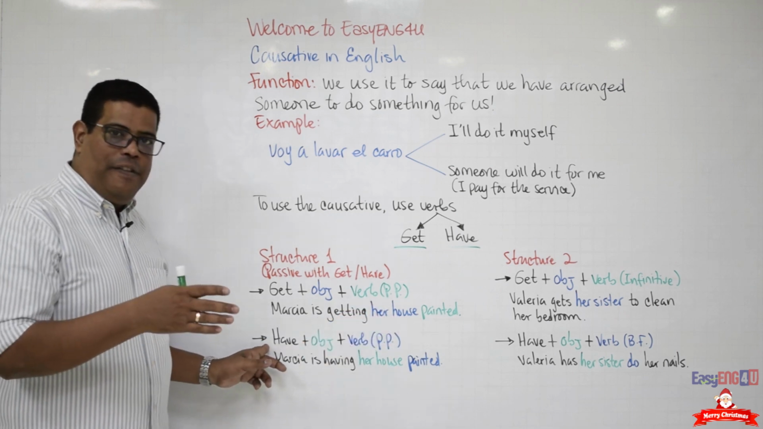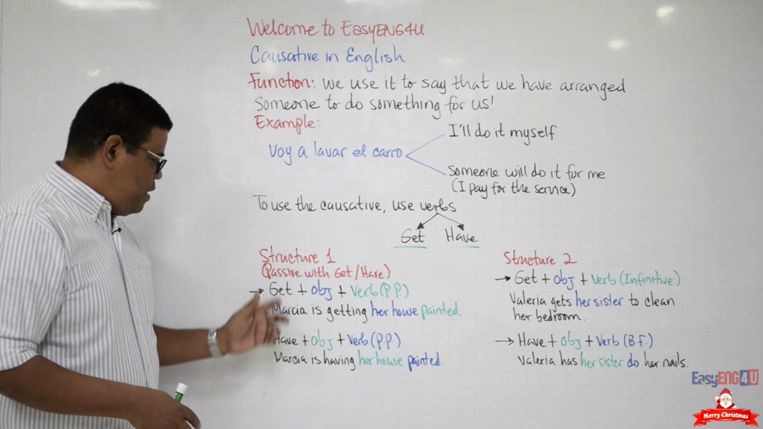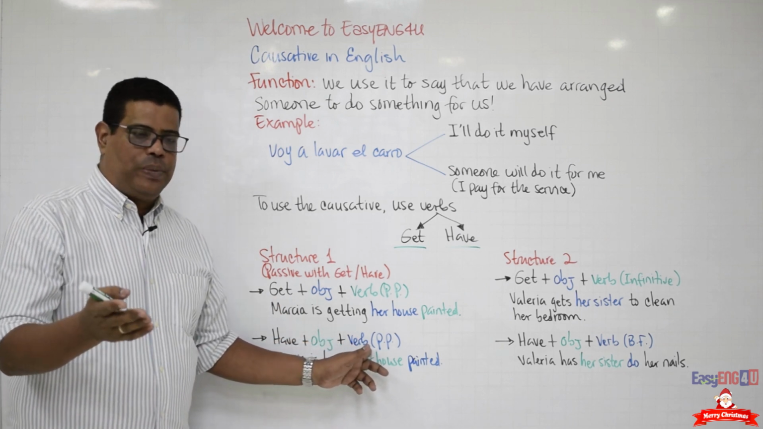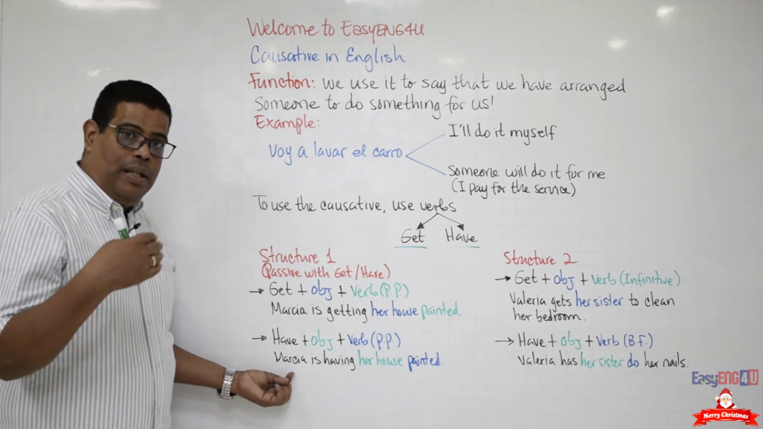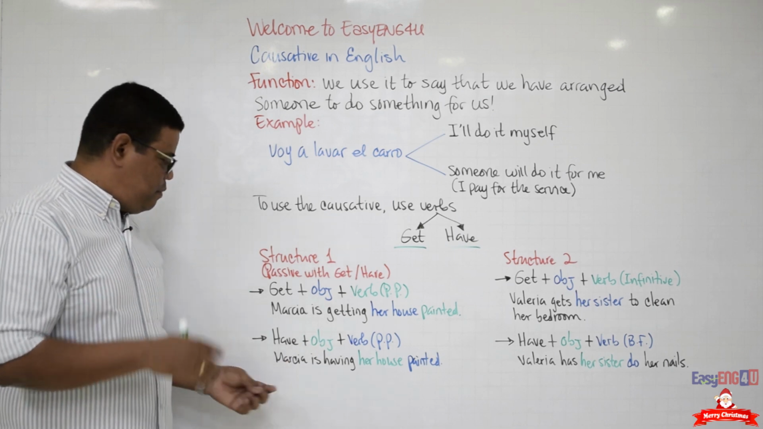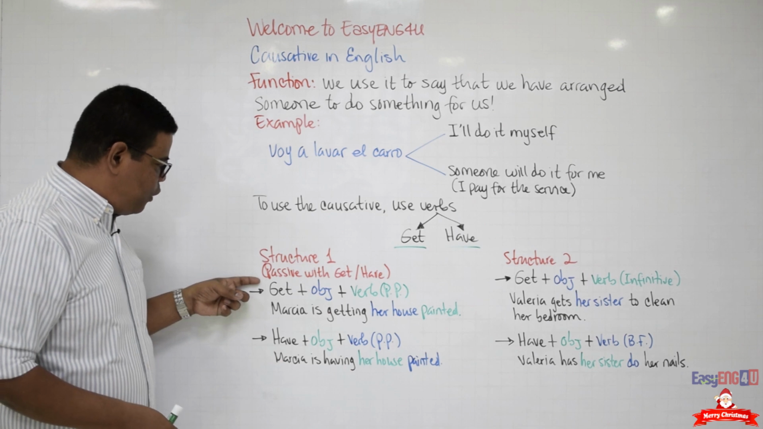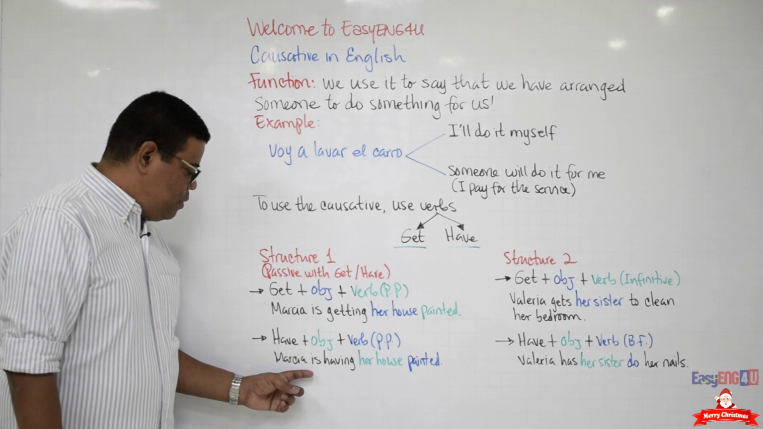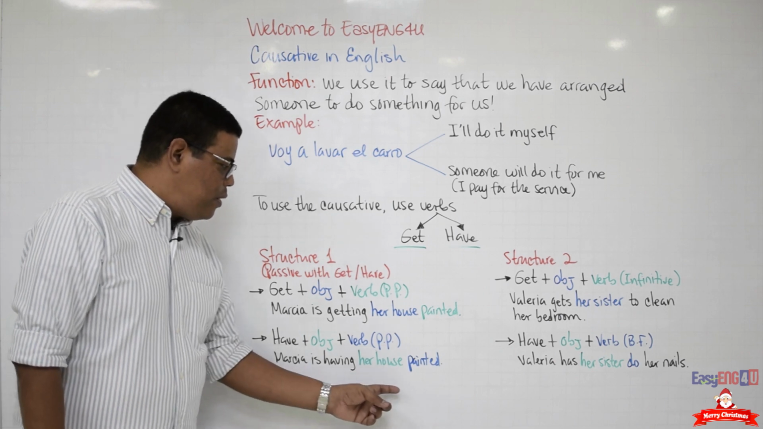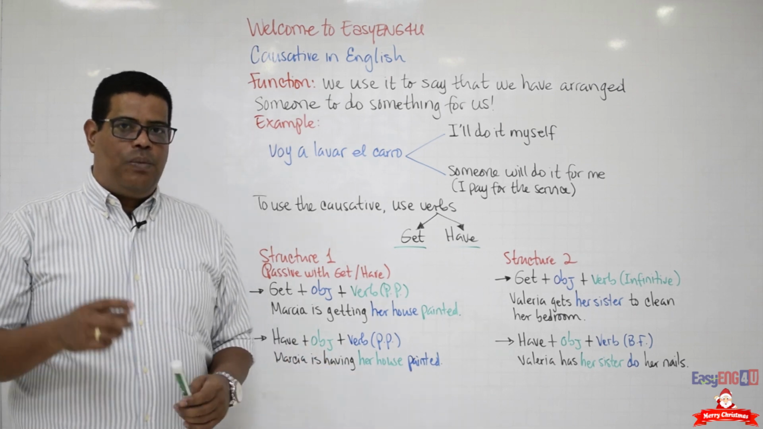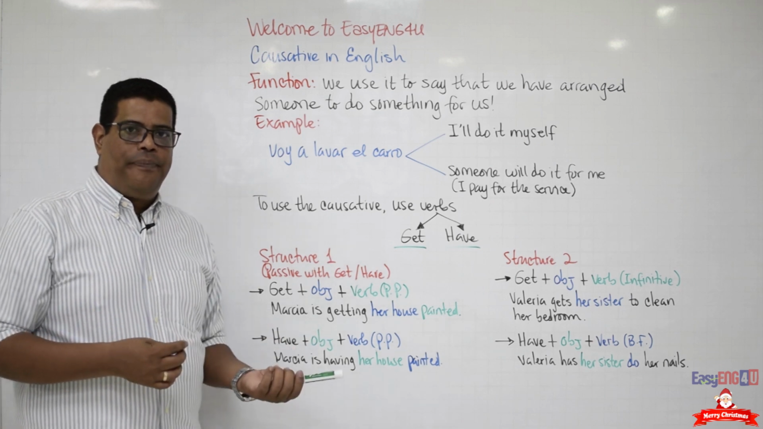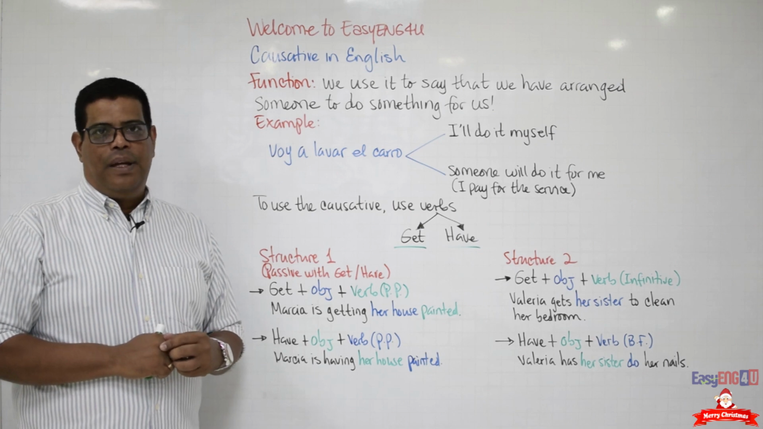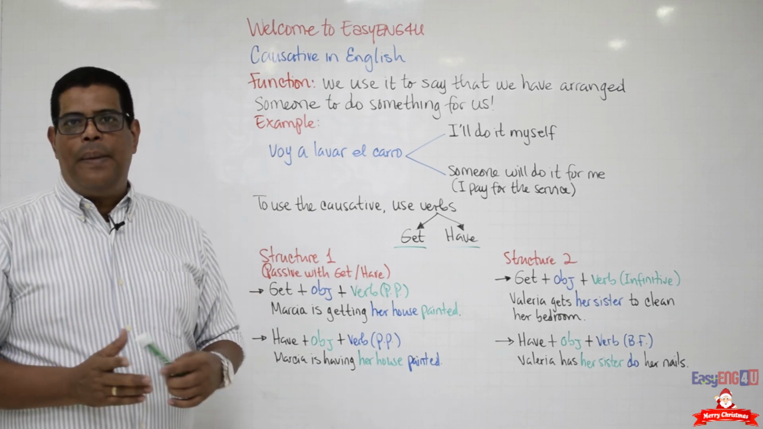With the verb have, what happens? Same. The verb, the object, and again, another verb in the past participle. Same sentence, same person, different verbs, because I'm going from the verb get to the verb have. In this case, Marcia is having her house painted. You see that what I changed was the verb, okay? But the meaning of the sentence remains the same. It's very simple, I'm telling you.